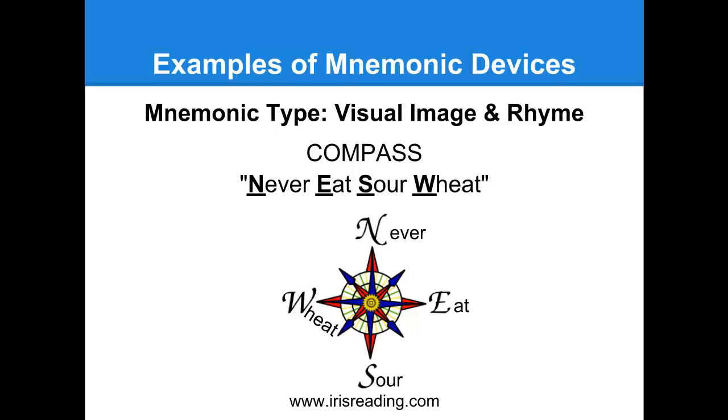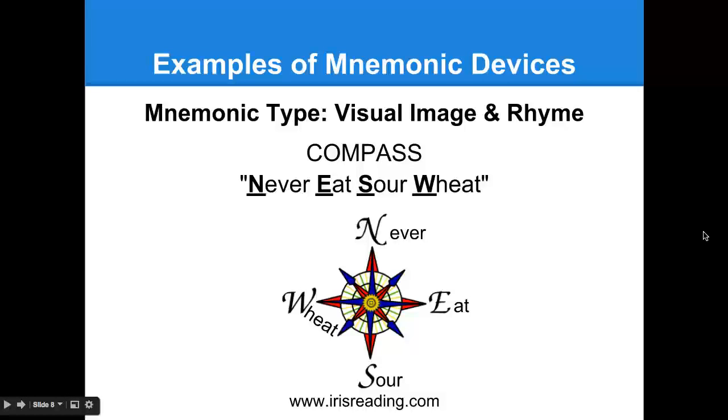Visual image because it's an actual compass that I can see. N for never means north. Eat, obviously east. Sour is south, and west is going to be wheat. Never eat sour wheat. And rhyming can always make it stick a little better.